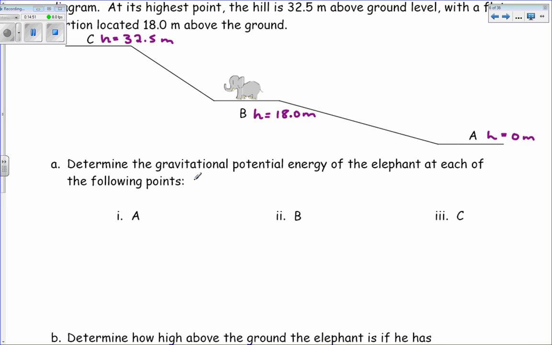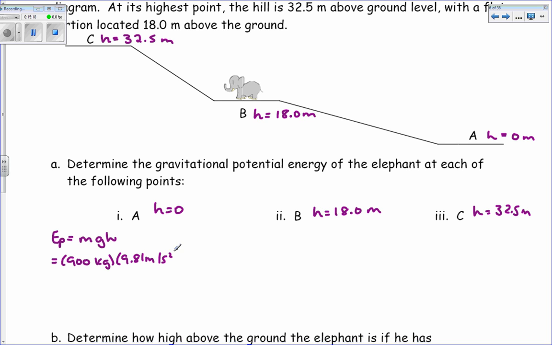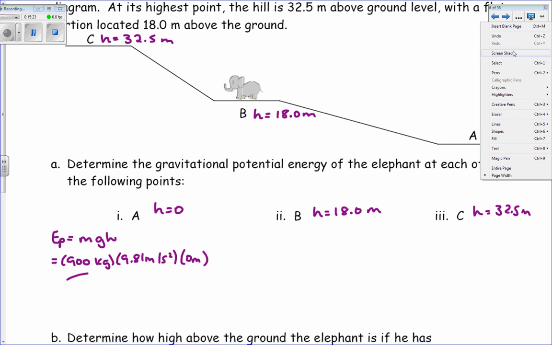So at each of these, I'm just going to repeat this, where the height is equal to 0 at A, height is equal to 18 meters at B, and the height is equal to 32.5 meters at C. So for part A, potential energy is m times g times h, which in this case is 900 kilograms times 9.81 meters per second squared times 0 meters. So that means there's no potential energy at point A.